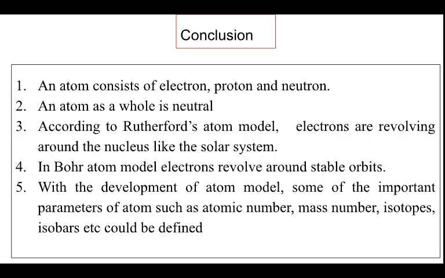To conclude, an atom consists of electron, proton and neutron. An atom as a whole is neutral. According to Rutherford's atom model, electrons are revolving around the nucleus like the solar system. In Bohr's atom model, electrons revolve in stable orbits. With the development of atom models, some of the important parameters of atoms such as atomic number, mass number, isotopes, isobars, etc. could be defined.